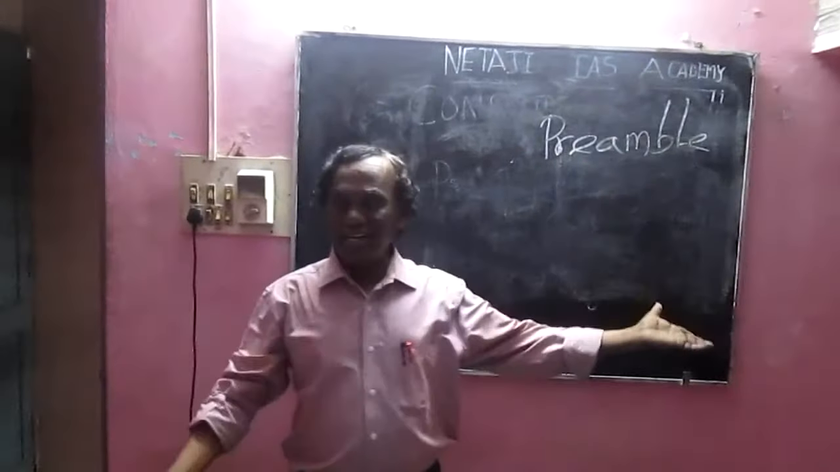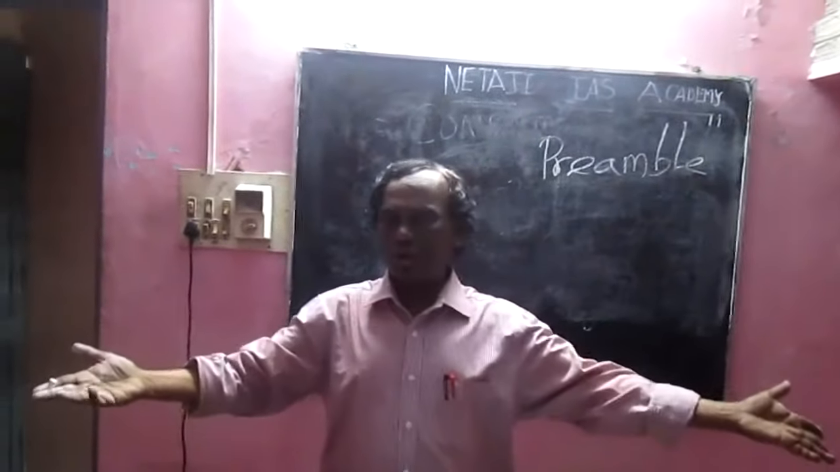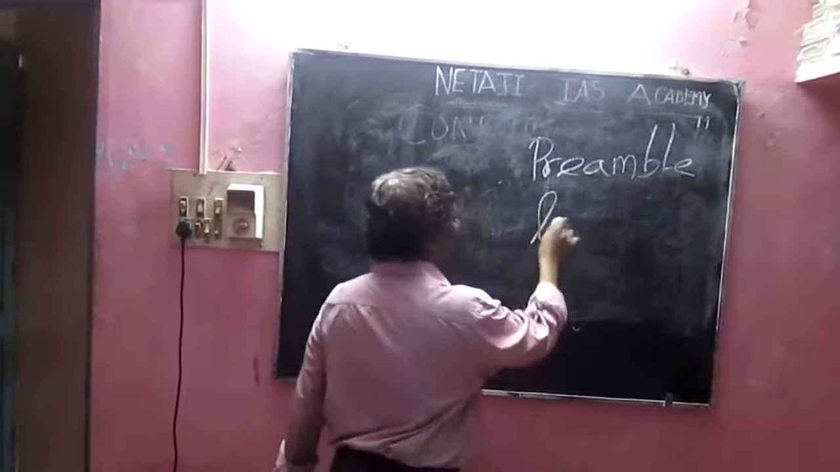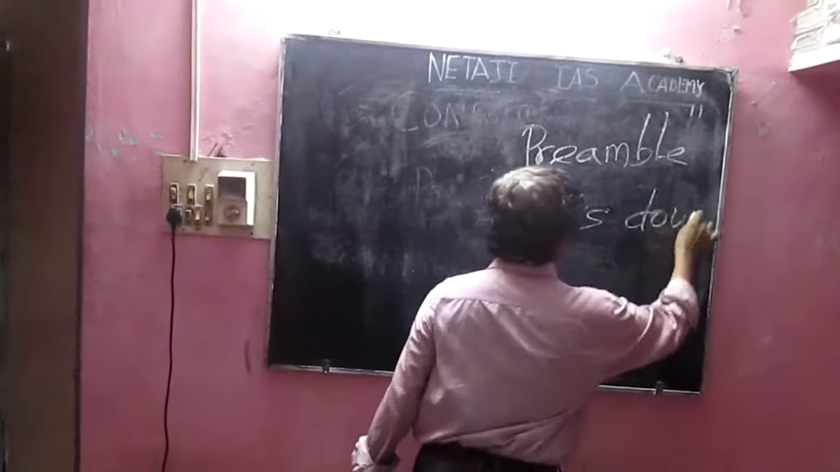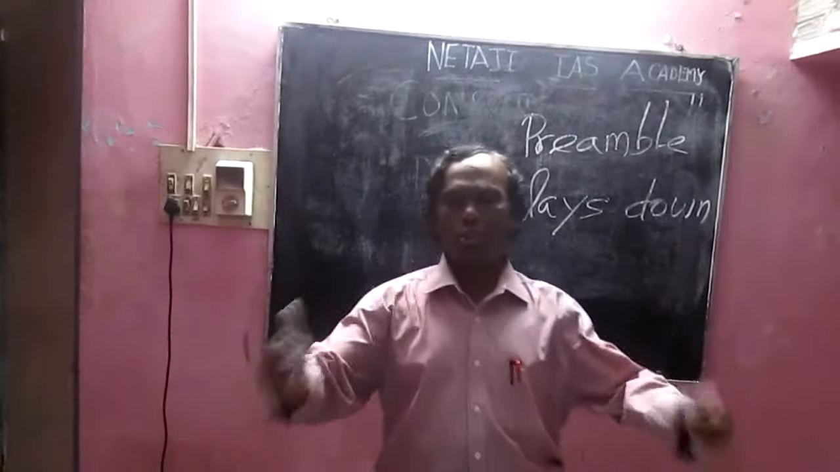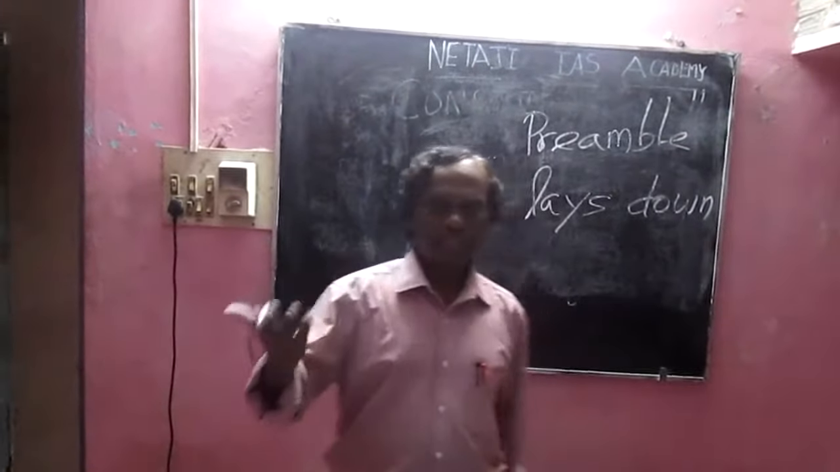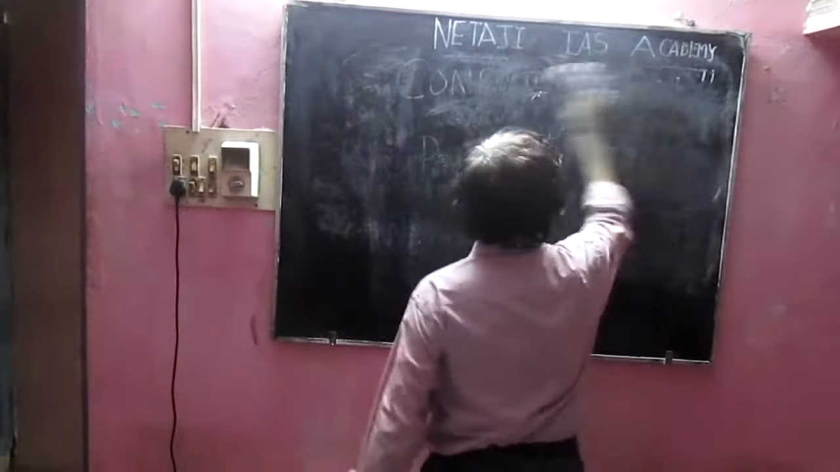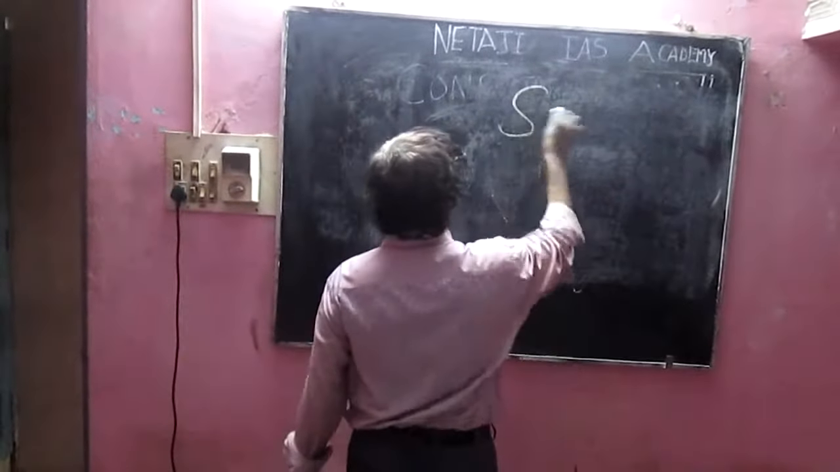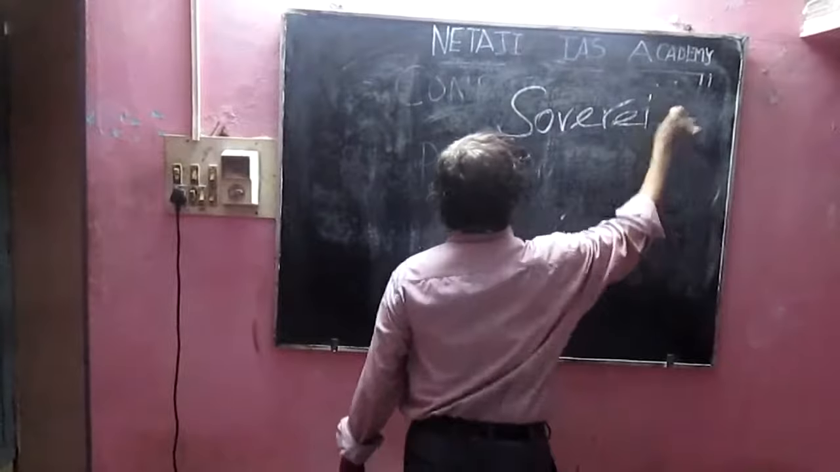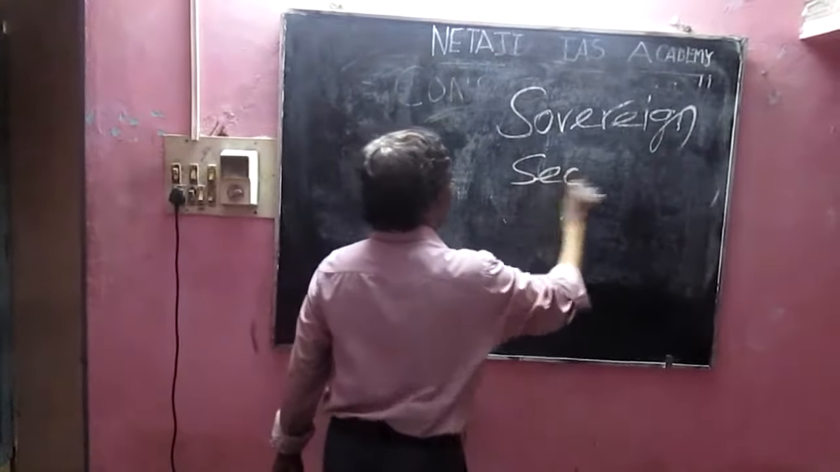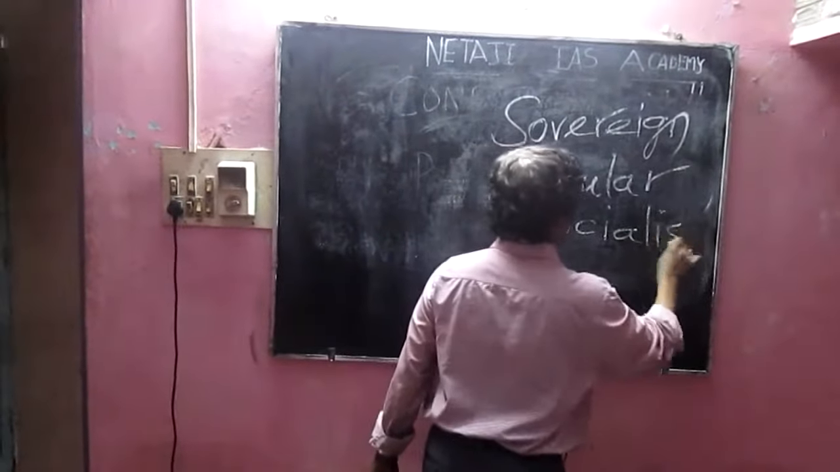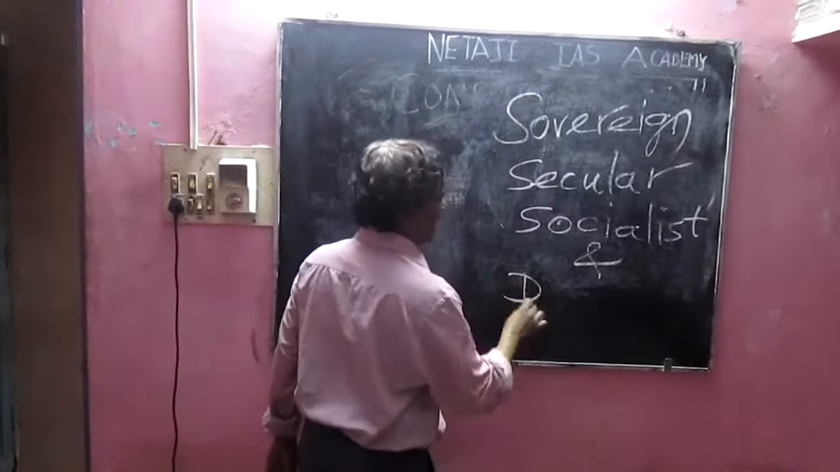The preamble is taken from the Australian Constitution. The preamble lays down the basic objectives of the Constitution. The preamble defines India as a sovereign, secular, socialist and democratic republic.